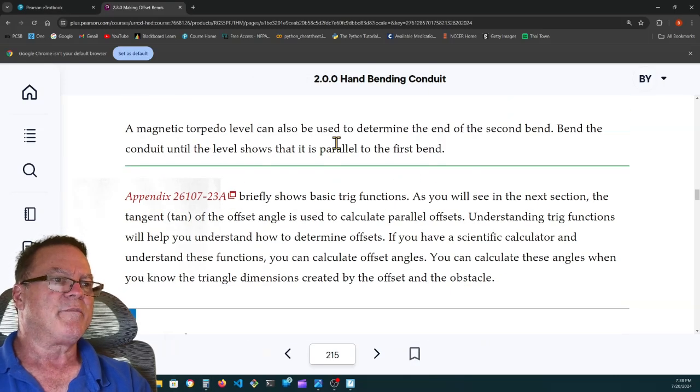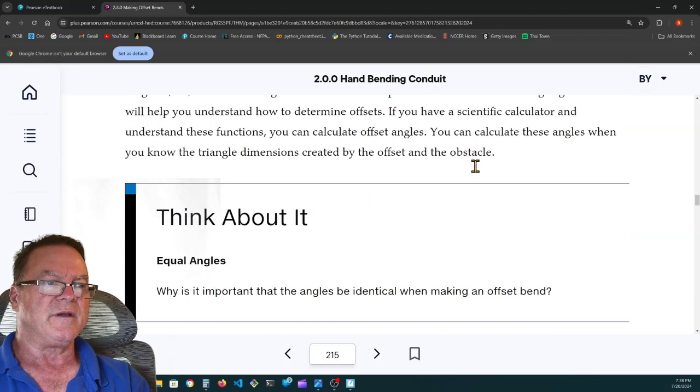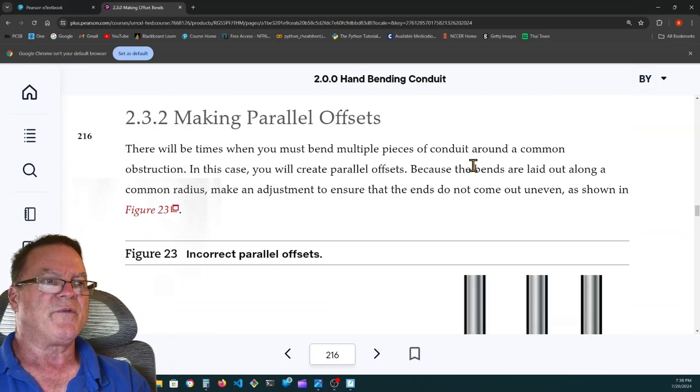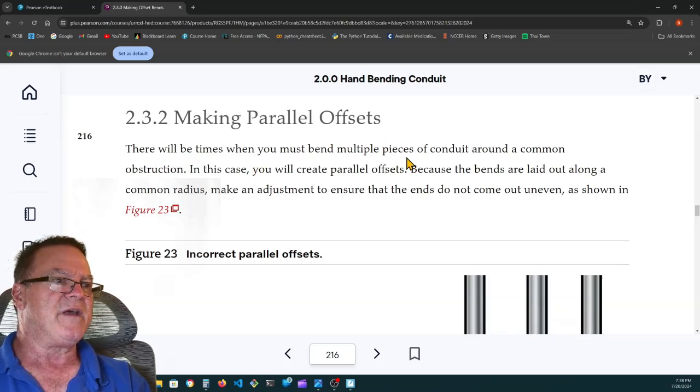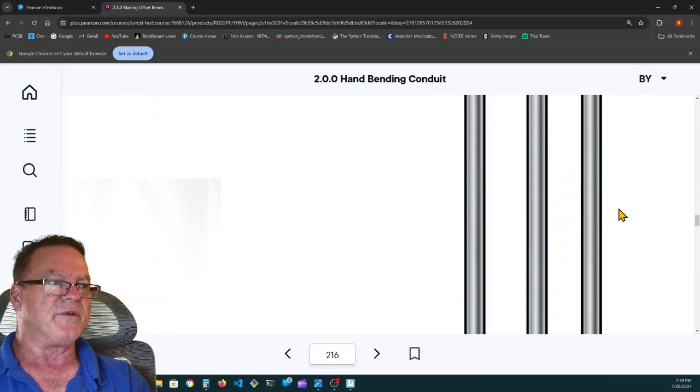It says a magnetic torpedo level can also be used to determine the end of the second bend. Bend the conduit until the level shows that it is parallel to the first bend. So 2.3.2, making parallel offsets. There will be times when you must bend multiple pieces of conduit around a common obstruction. In this case, you'll create a parallel offset. Because the bends are laid out along a common radius, make an adjustment to ensure that the ends do not come out uneven, as shown in figure 23.